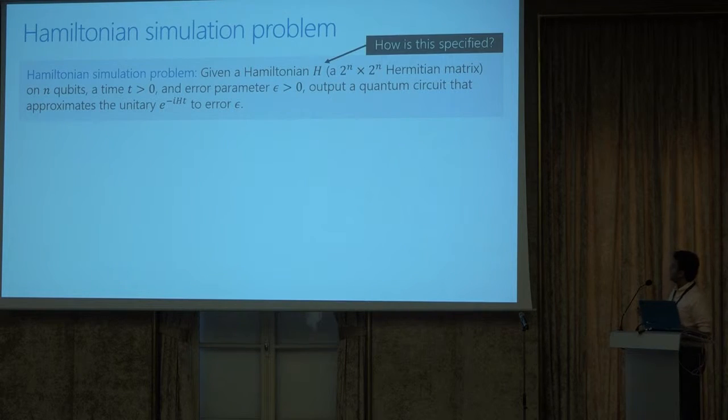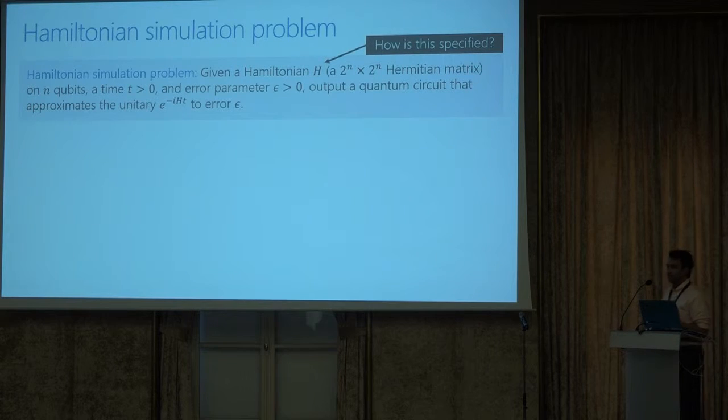So to formalize this problem, I'll have to explain how this Hamiltonian is specified. I won't do that right now. And the classes of Hamiltonians that we study in real life usually will give you a natural, succinct specification of the Hamiltonian in polynomial size. But I'll defer that for the moment.